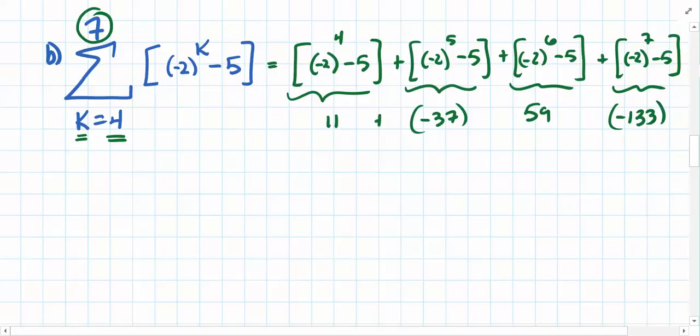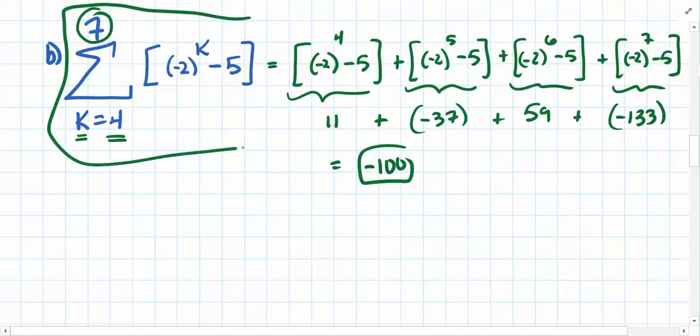And what am I doing to all of these things, everybody? I'm adding them all up. So when I add them all up, I get a value of negative 100. Okay? So this whole expression right here has a value of negative 100.